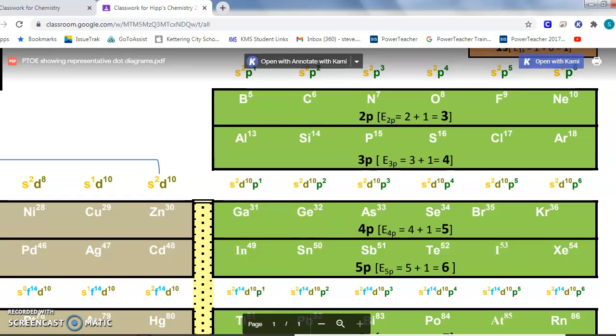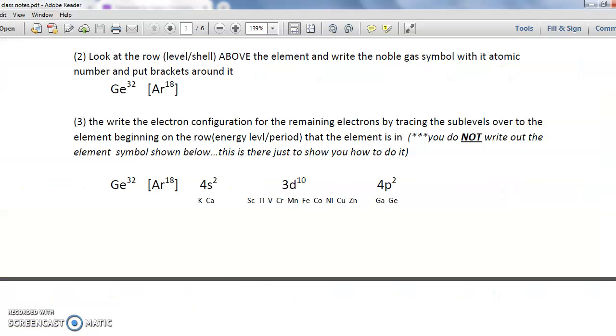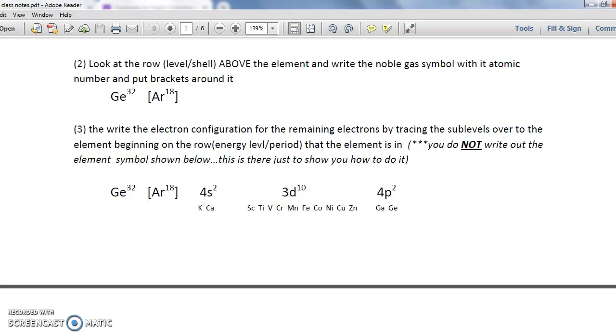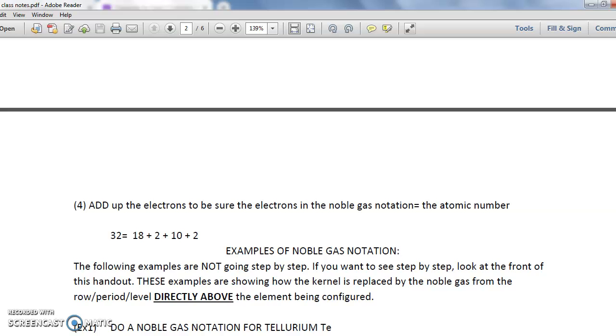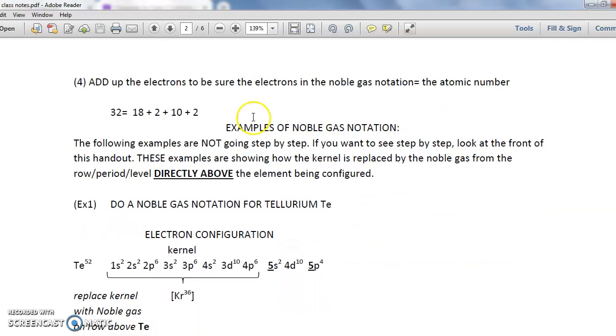Now let's do another double check to make sure we had no mistakes, which is to add up our electrons. Argon has 18, plus 2 is 20, 30, 32. We have germanium number 32 correct. And that's what they're talking about here, adding up the electrons. Let's do another example in the next video.